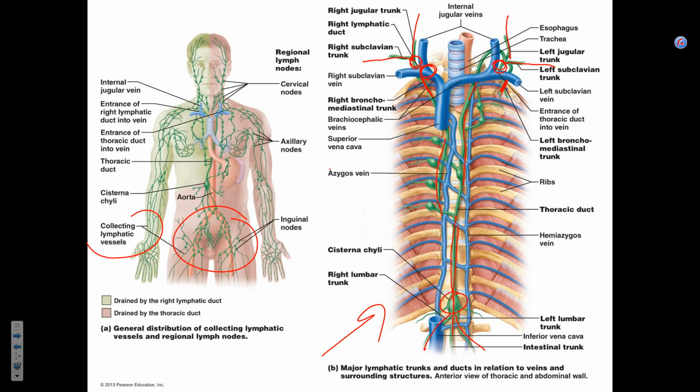So you see the largest vessels. Okay? Trunk from the head, trunk from the arm, trunk from the thorax. Does that make sense? Lumbar drain legs, intestinal drains the lower abdomen and intestines, okay? The bronchomediastinal drain the upper thorax, left and right side. Subclavian drain arms. Jugular drain head. And they all end up getting into the ducts.